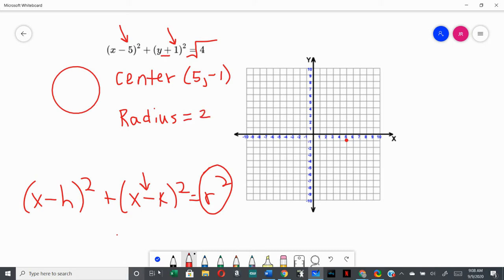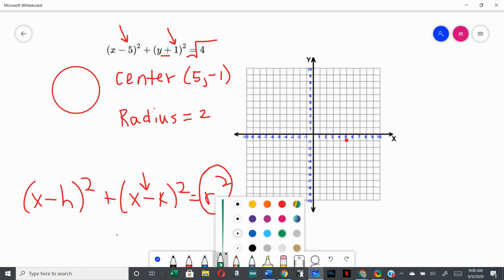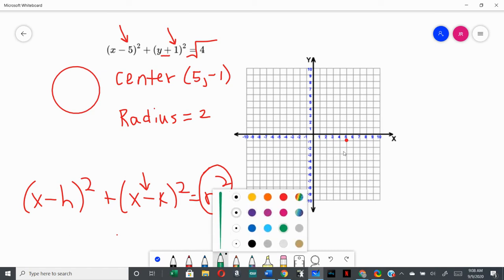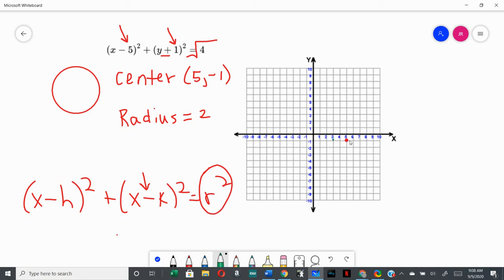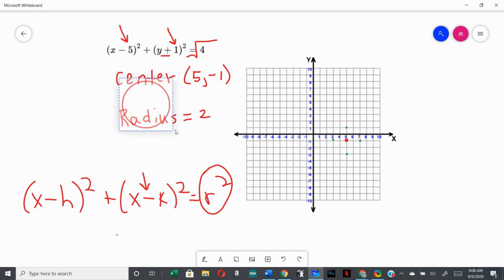So how do I figure that out? I want to count from the center 2 spaces in all 4 directions, kind of like the compass directions. I count 2 one way, 2 the other way, then up 2 and down 2. Every time I start from the center. Then I'm going to draw my circle. I'm going to cheat a little bit, because I've got a circle here that I can move over, fit right over, and change the size. And there's my circle, and that's graphed.